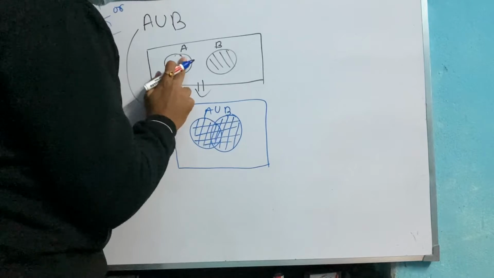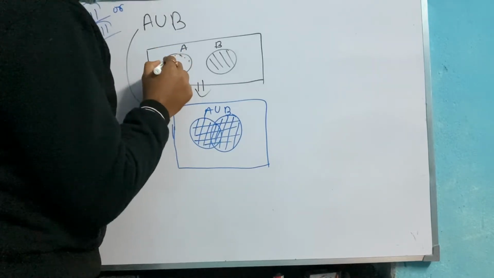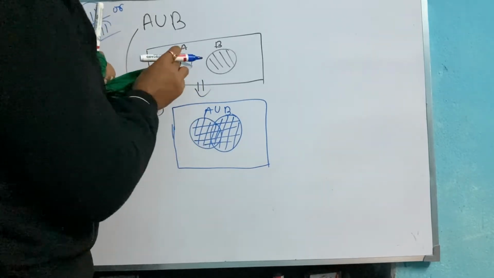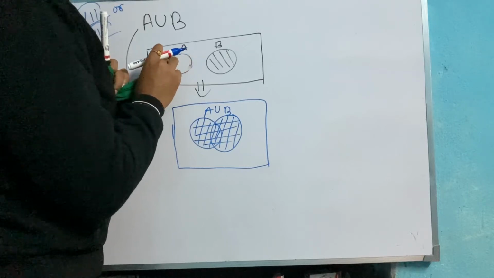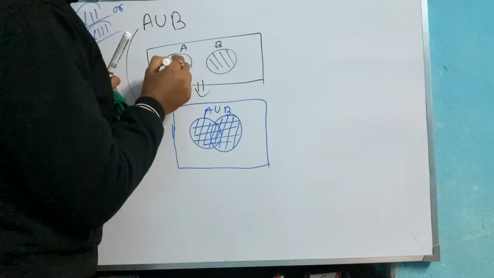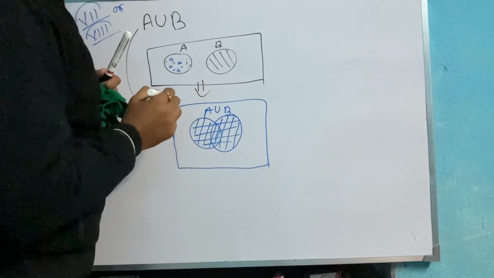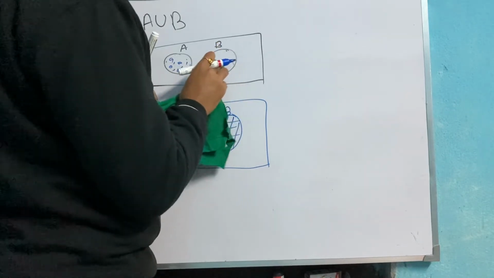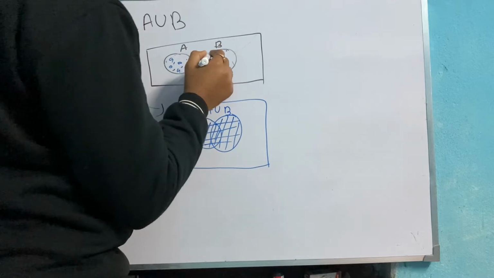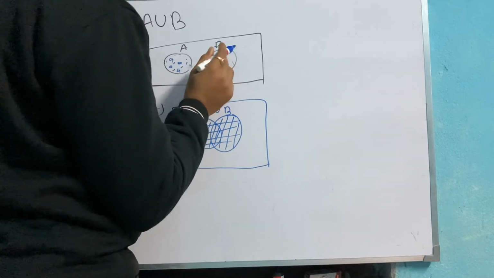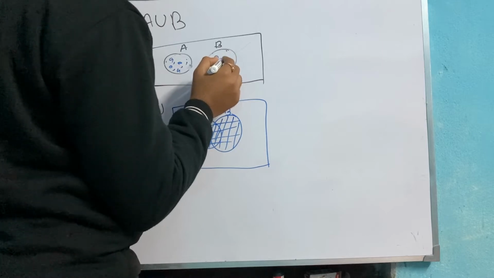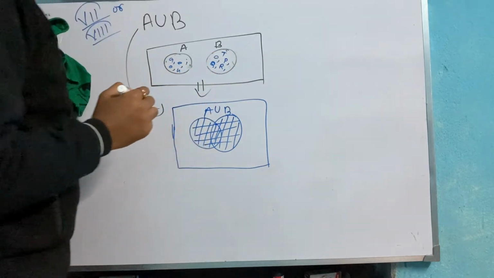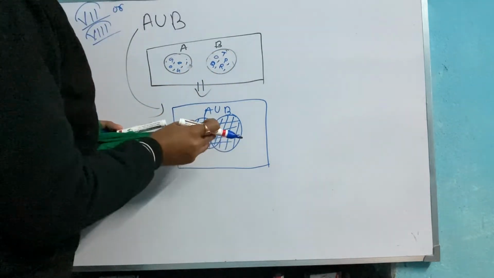Let me give an example on your paper. If here there are some vowels like A, sorry, A, B, B is not a vowel. A E I O U. And let's take some other letters here also: O P Q R T. Now, what will be the union of this?